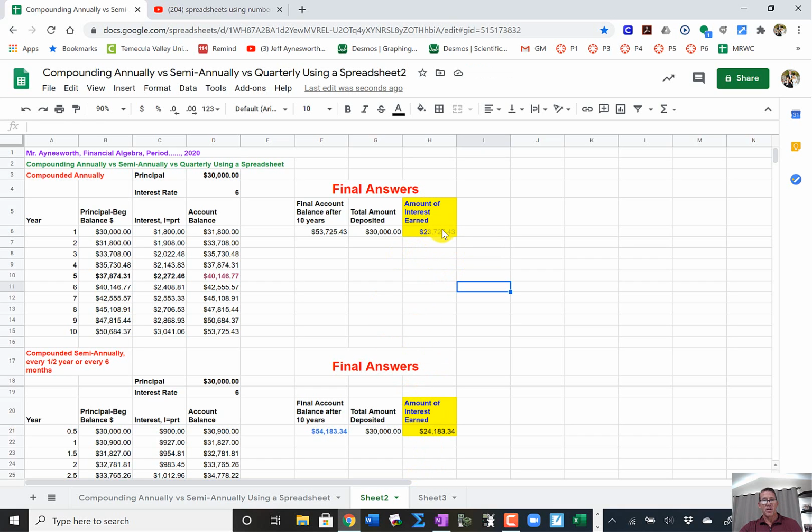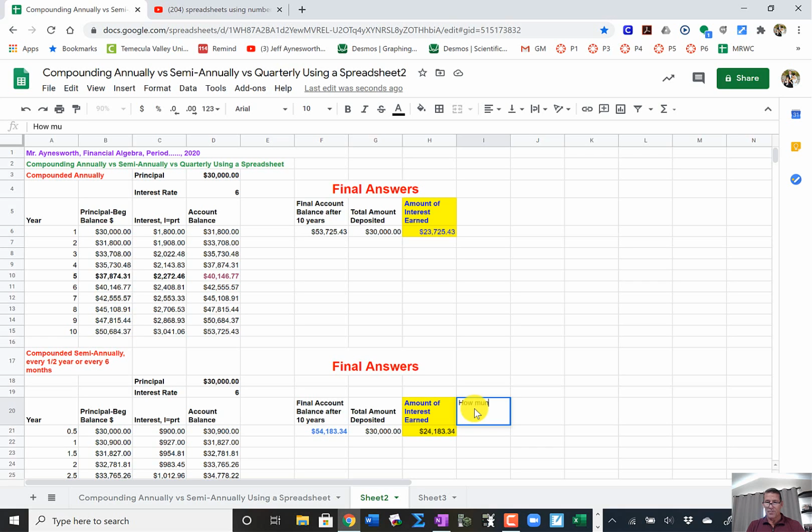So obviously in the first model, when you compound it annually, you make $23,725.43, because the bank pays you when you invest money in the bank. In the second model, if you compound it every 6 months, or every half a year, you earn more money, $24,183.34. The question is, how much more do you earn? So let's find that out. You don't have to do it by hand. You just use Excel or Google Sheets to figure it out.